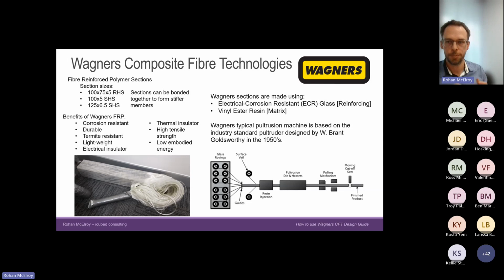So really briefly, the pultrusion process, I won't go into too much detail here. This is a pretty specific item that the CFT guys can explain a bit further in some of the presentations they've done. But the composite section itself is made up of glass rovings and a vinyl ester resin, which forms a matrix. The rovings are pulled through guides and injected with resin through a die. It is then heated and continually pulled out and cut to length in the factory for whatever length section they're chasing on that particular day.